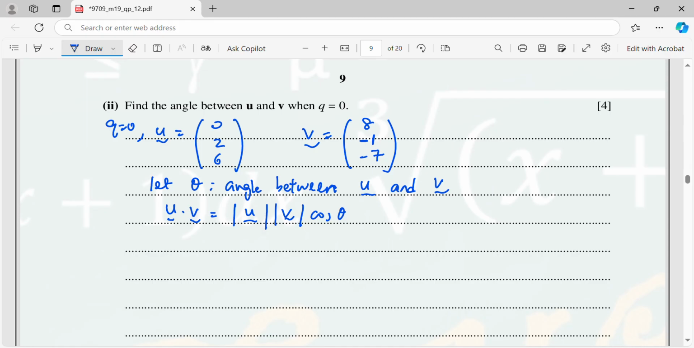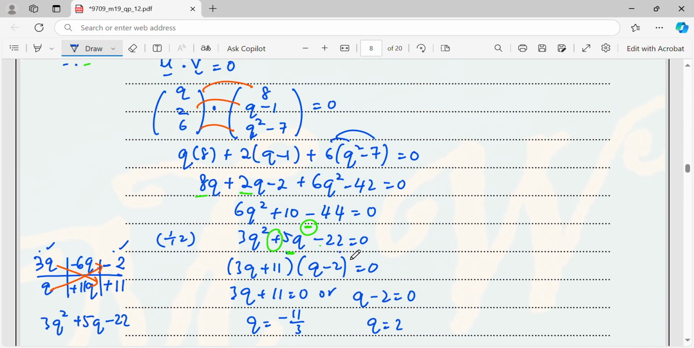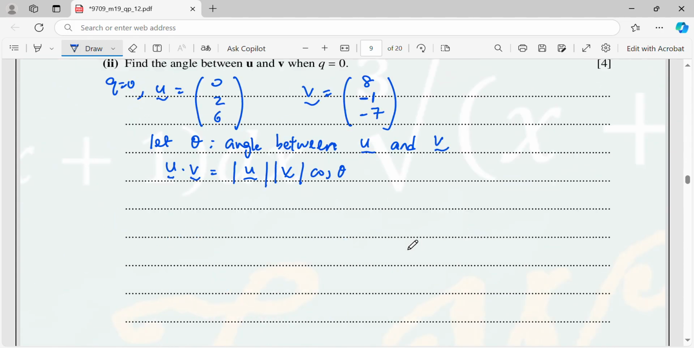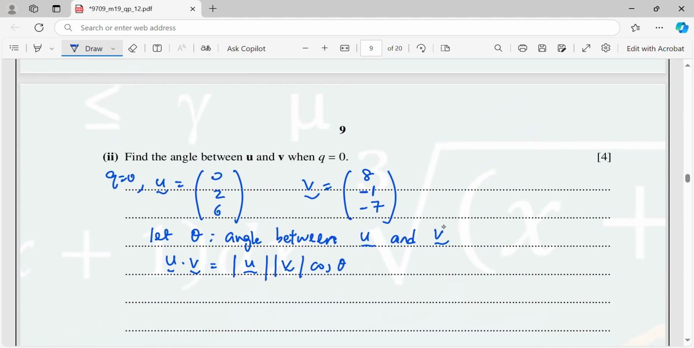So basically, we have found the u dot v. So the u dot v, actually you can refer to this. Otherwise, you can just direct count. That will be easier as well. So I will write 0 times 8 plus 2 times minus 1 plus 6 times minus 7. That is my u dot v.